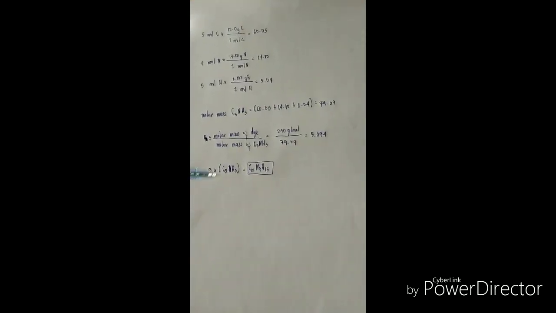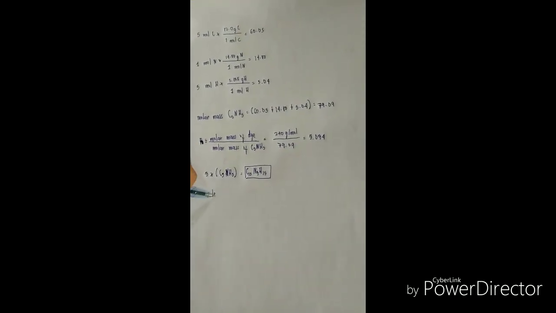And then, I multiply the subscripts in the empirical formula by 3 to determine the actual subscripts in the molecular formula. So 3 times C5NH5 is equal to C15N3H15. So the molecular formula of the dye is C15N3H15.